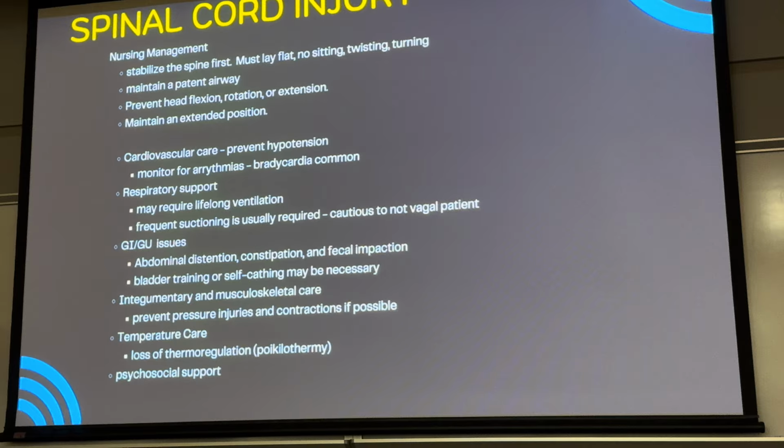Monitor for any type of arrhythmias. Your bradycardia is going to be the most common, but you can have some other arrhythmias as well. Depending on the level of the injury, so if it's an upper level injury in your cervical column, you could require lifelong ventilation or respiratory support of some sort. Remember, with your frequent suctioning, less than 10 seconds, anything over is going to cause excess stress on that area. We could worry about that ICP again, but we want to try to eliminate that vagal response as well.